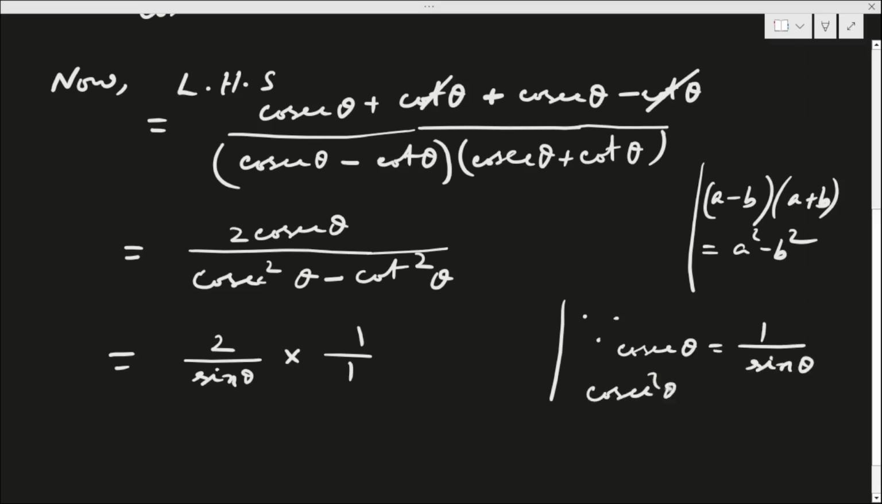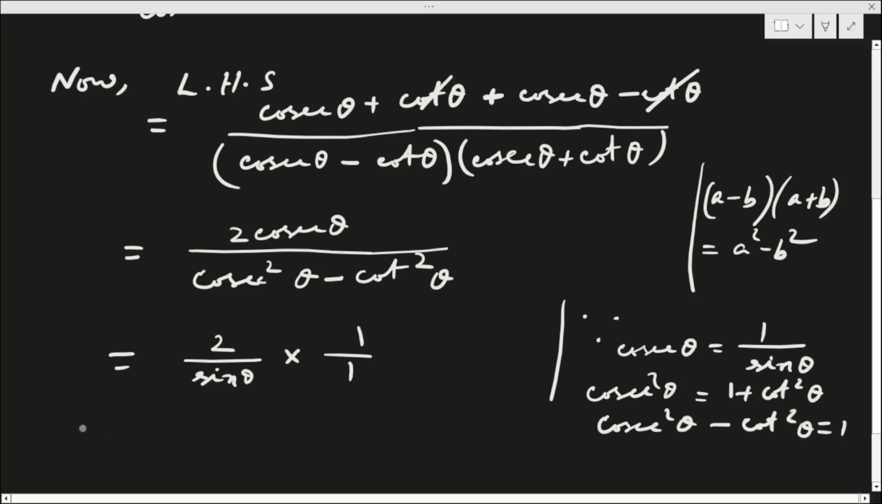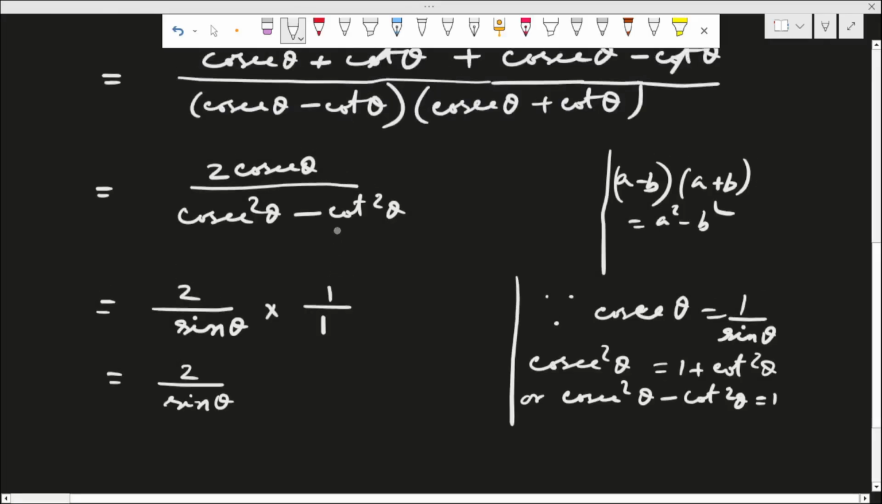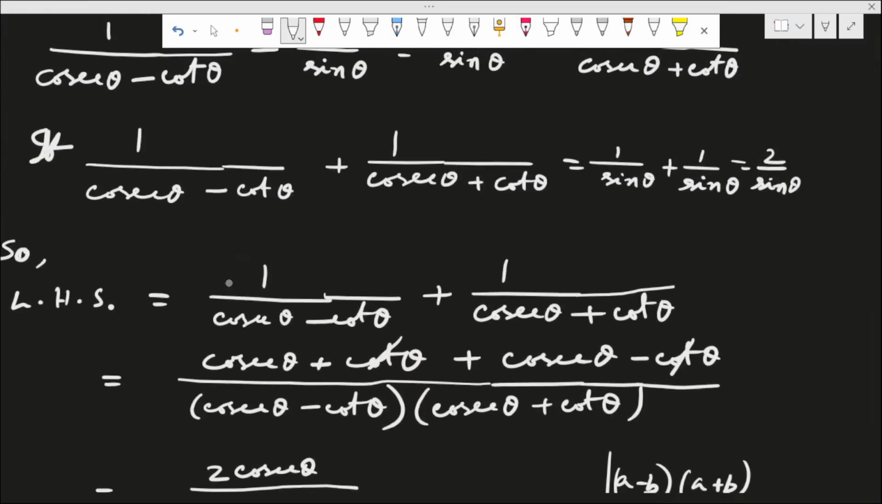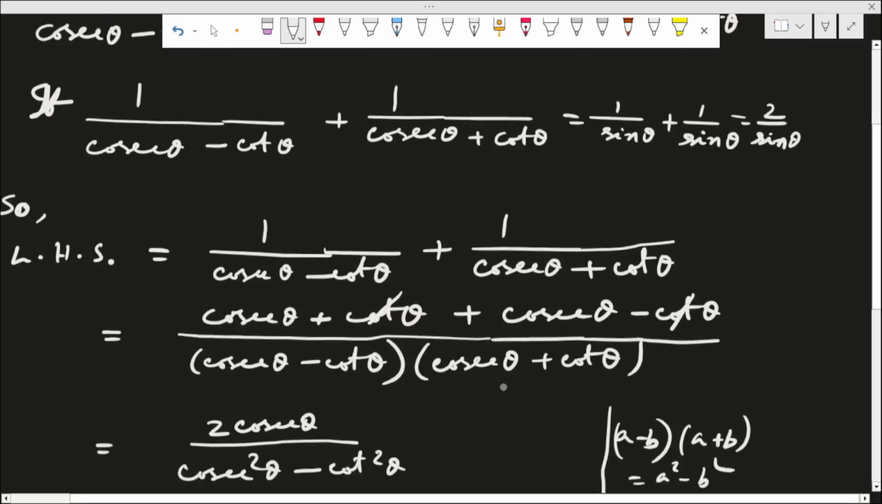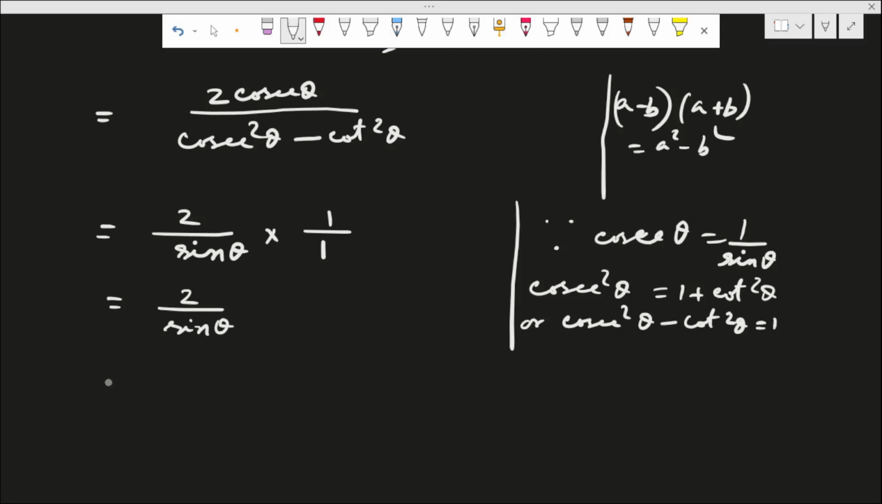Cosec square theta is equal to 1 plus cot square theta, a formula from trigonometry. So cosec square theta minus cot square theta is equal to 1, we have written here. So 2 by sin theta. Therefore, started from this portion, that means 1 by cosec theta minus cot theta plus 1 by cosec theta plus cot theta, so starting expression is equal to last expression.